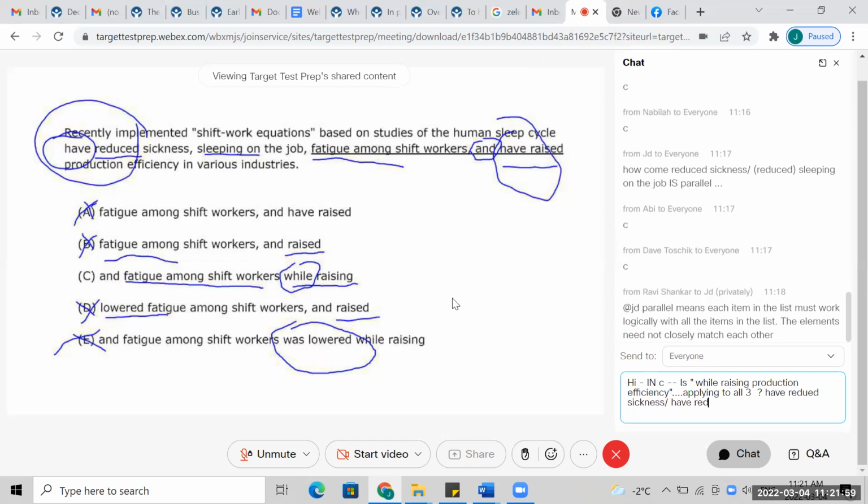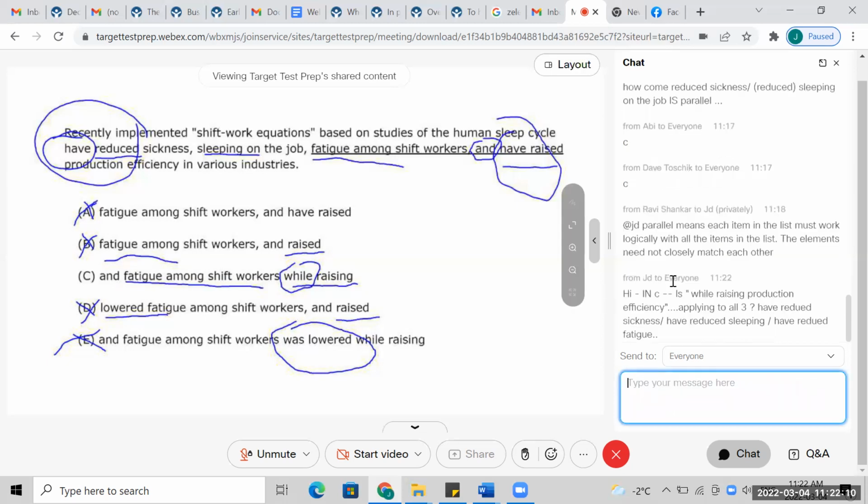So they changed the list. The list ends here with fatigue, but our carryover saved us because we know that this "while" starts a new thing. C is correct. You don't have to carry over when the list ended at fatigue, right?